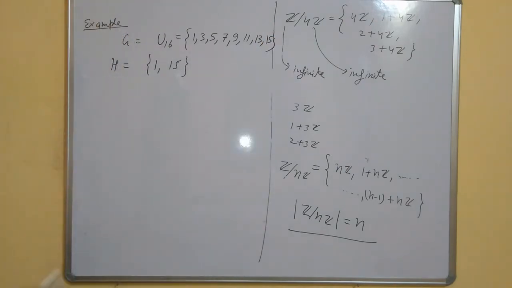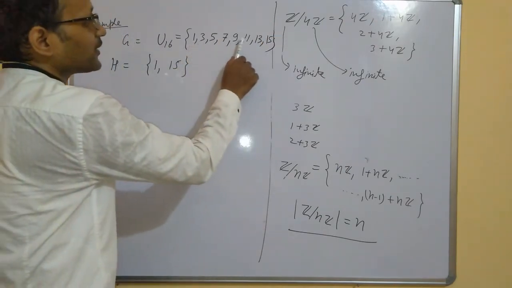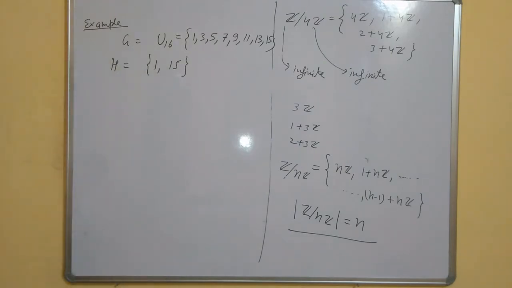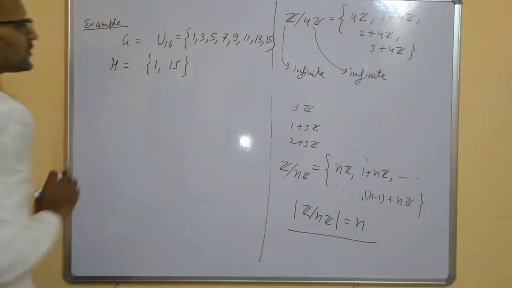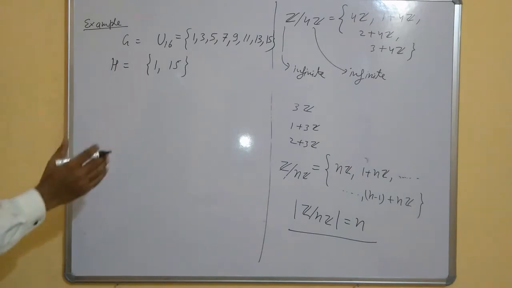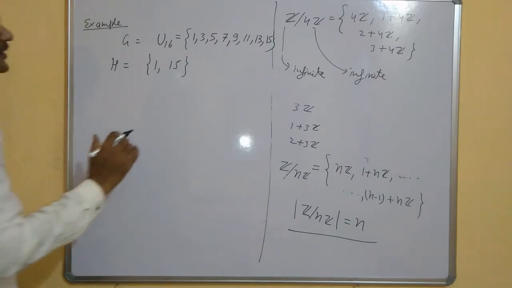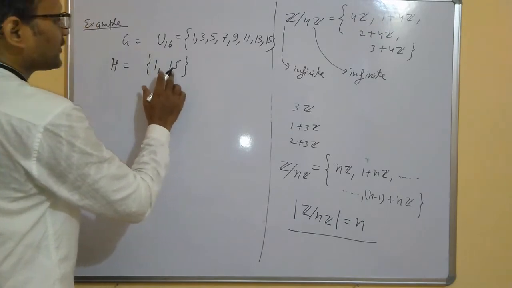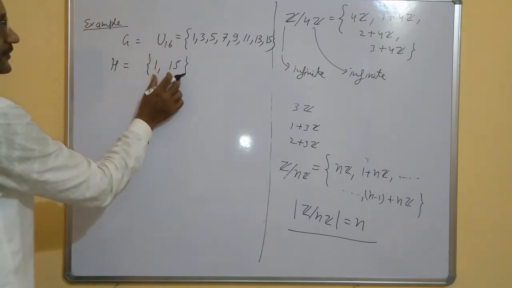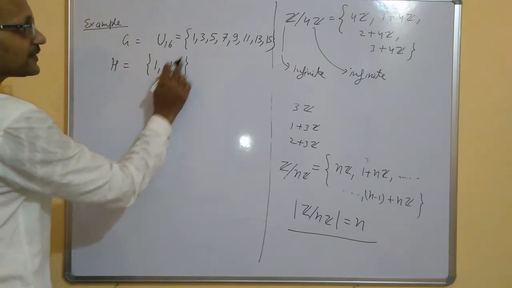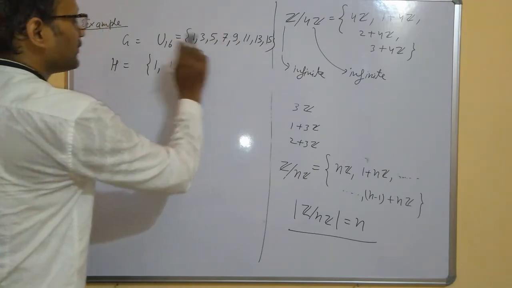So how many elements are there? 1, 2, 3, 4, 5, 6, 7, 8. That is, the order of U16 is 8. So this is its subgroup and we want to determine its cosets. We take one element that is not in H. Since 1 and 15 are in H, I will take 3.